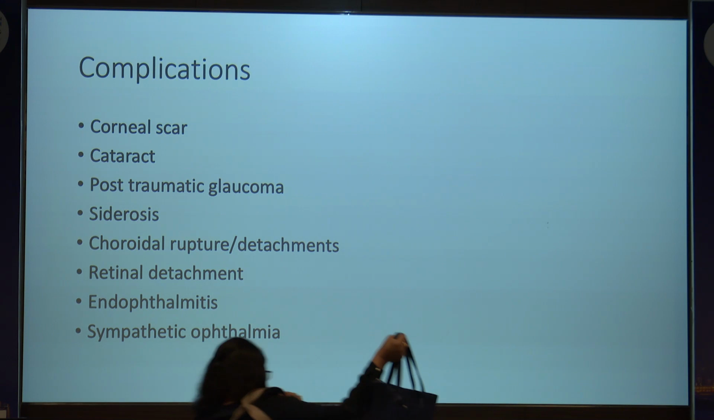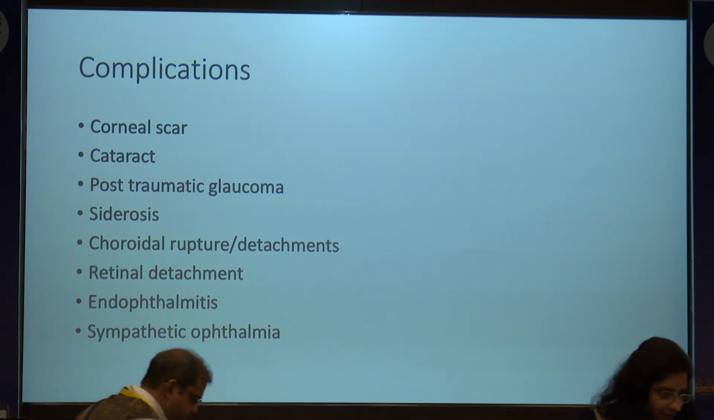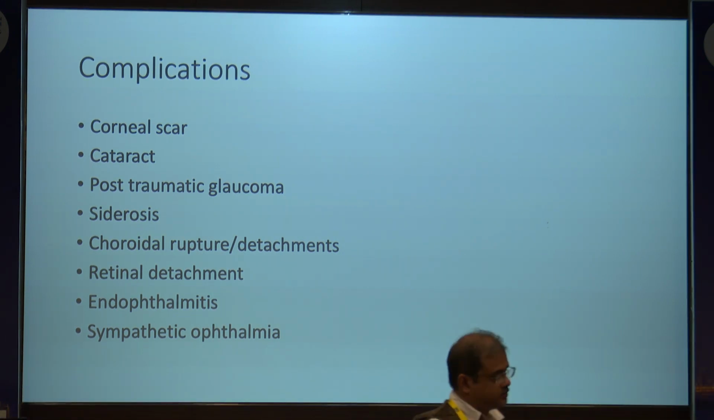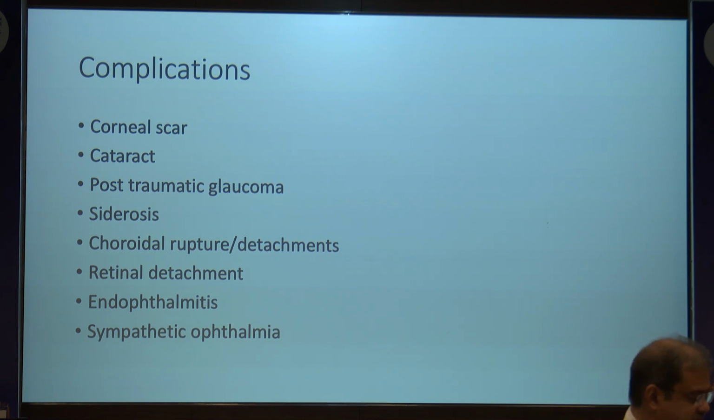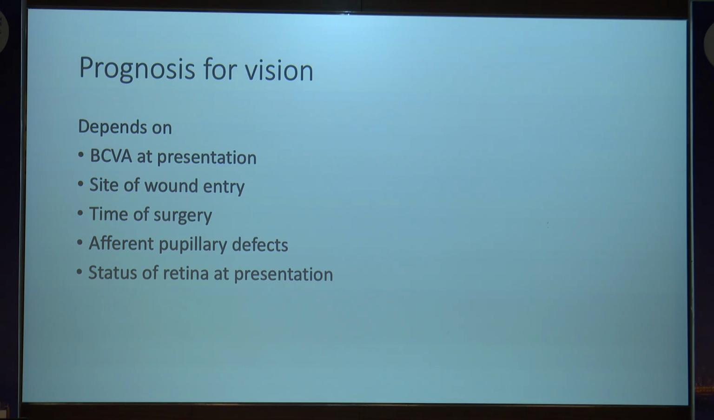So the complications of foreign bodies could begin anteriorly with corneal scarring, cataracts, glaucoma, siderosis, chalcosis, choroidal ruptures, detachments, retinal detachments, endophthalmitis, and sympathetic ophthalmia. And the prognosis usually depends on the vision of the patient at presentation. So usually 6/60 or better will have a good prognosis. The more anterior the foreign body is, the better the prognosis is.